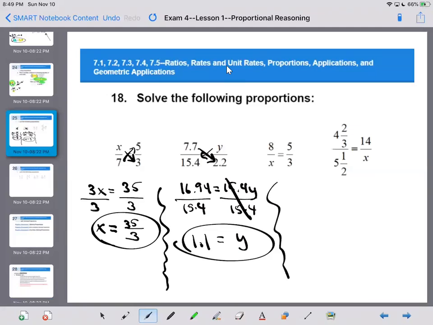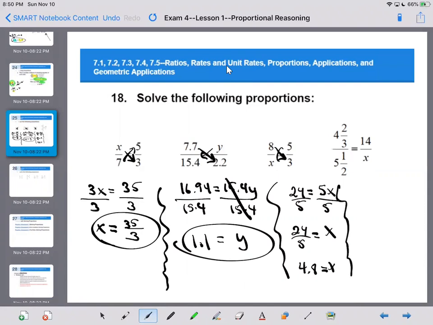Next, third one, I'm going to say 8 times 3 is 24. 5 times x is 5x. 5 will not divide 24 evenly. So 24 fifths would be a result. Or if you wanted to divide that, you would get 4 and 8 tenths as x.